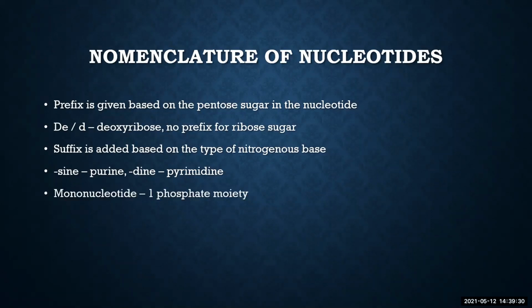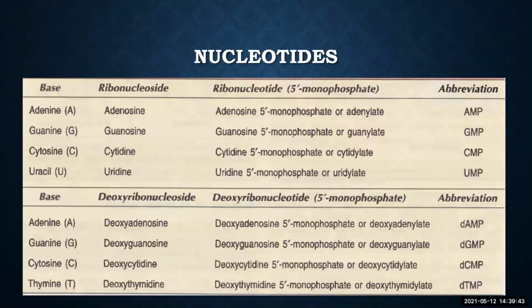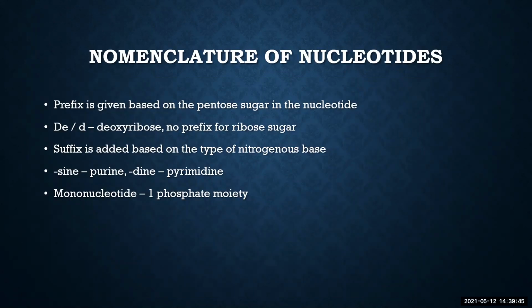The third rule is that it is named on the number of phosphate groups that are present. If only one phosphate moiety is present, then it is called a mononucleotide. If two, it is di. If three, it is tri. So these three rules are to be used when naming the nucleotides. Naming the nucleotide is important because by looking at the nucleotide, we can estimate whether it will go and form DNA or RNA. So it is very important.